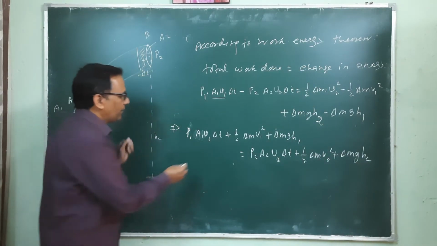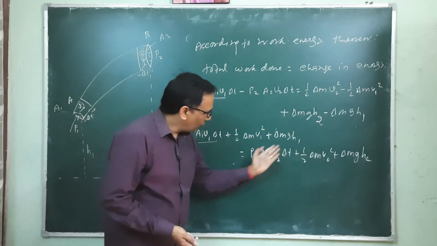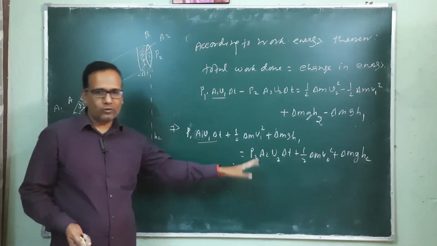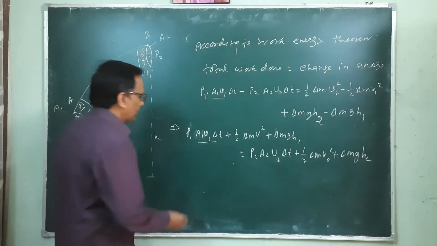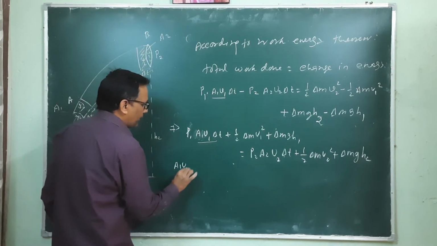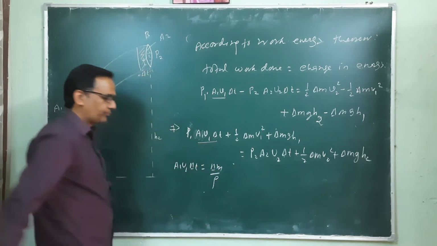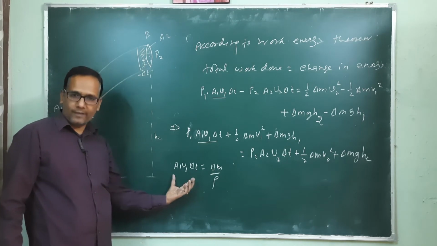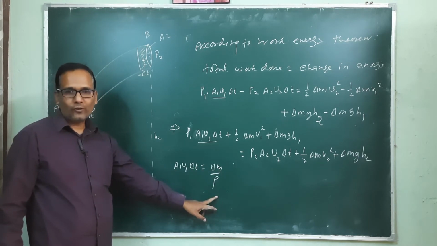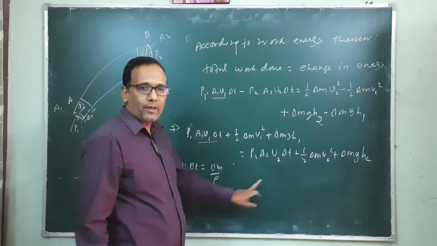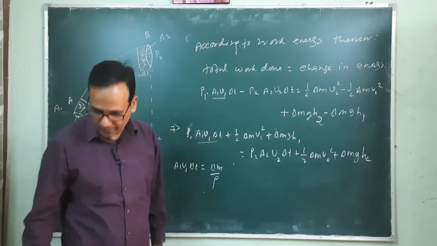Okay, so here we can convert this in terms of mass. A1 V1 delta T can be written as delta M by rho. This is the displacement delta x times area, which is the volume. So volume is equivalent to mass upon density. Similarly here also we can convert this into delta M by rho, and we can cancel the delta M terms in every part.